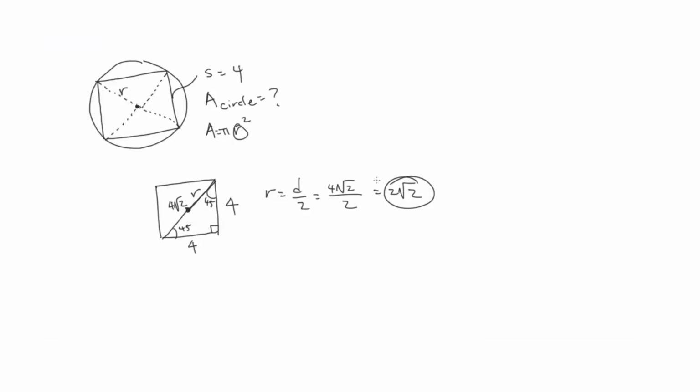Now that we found the radius, we can plug that into the area equation for a circle. So it'd be pi times 2 root 2, that whole thing squared, and this whole thing squared would be 4 and then 2, so we get 8 pi as our final answer.